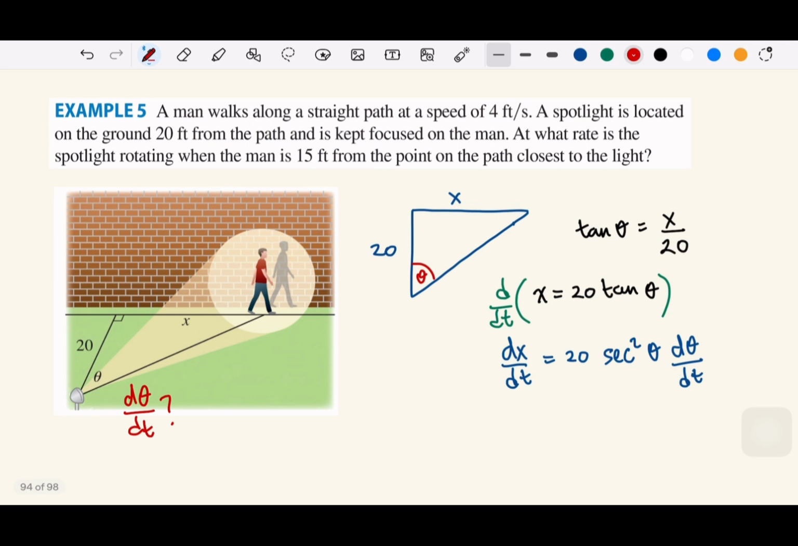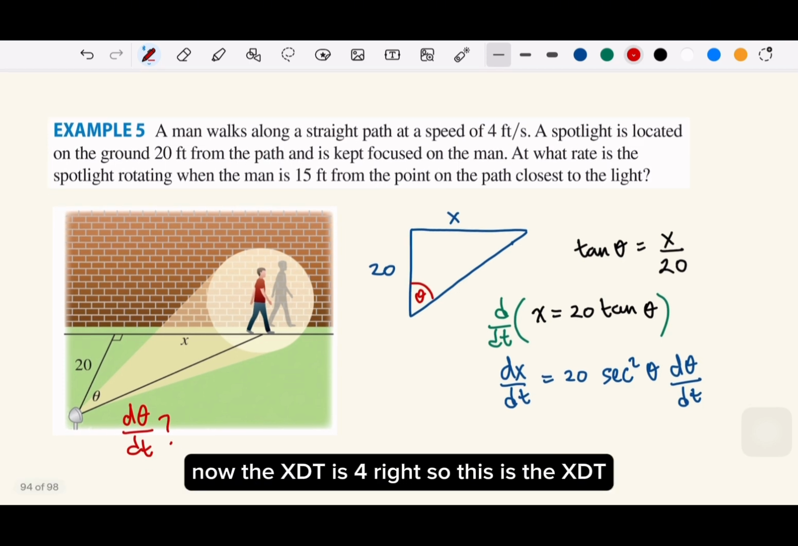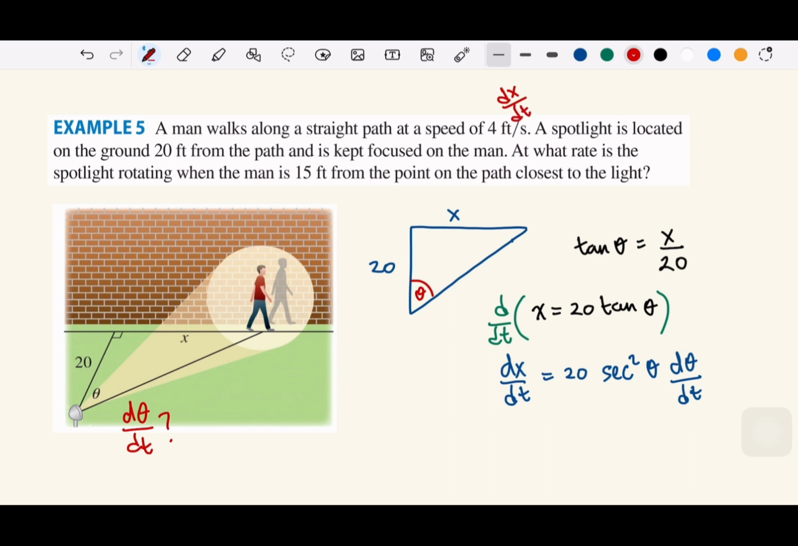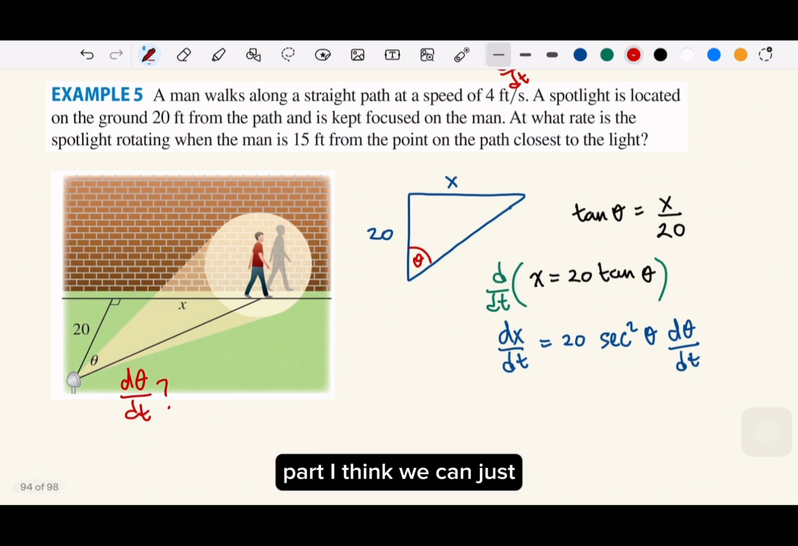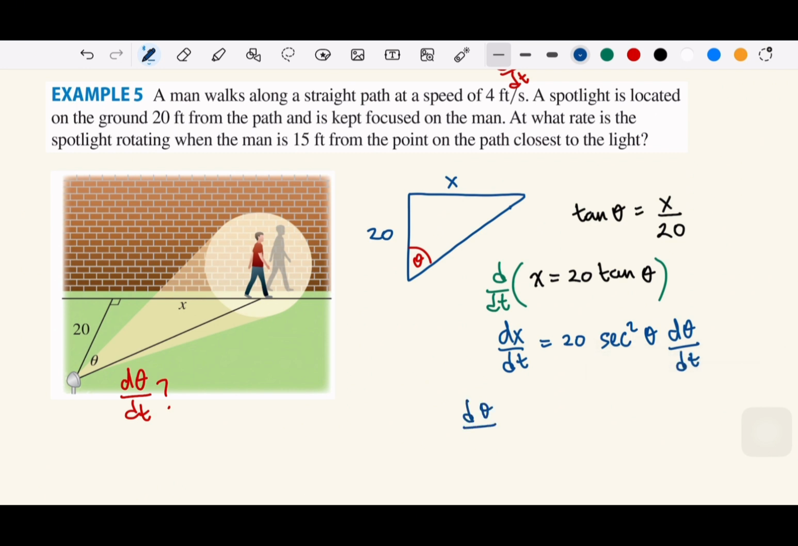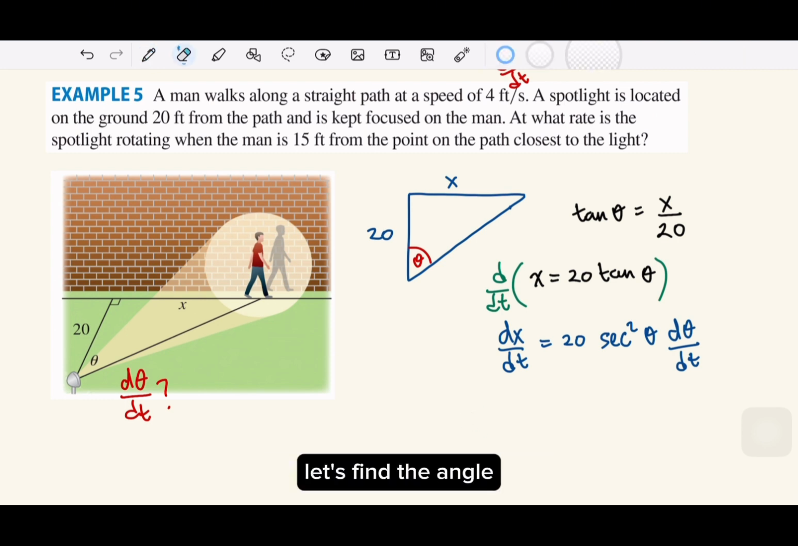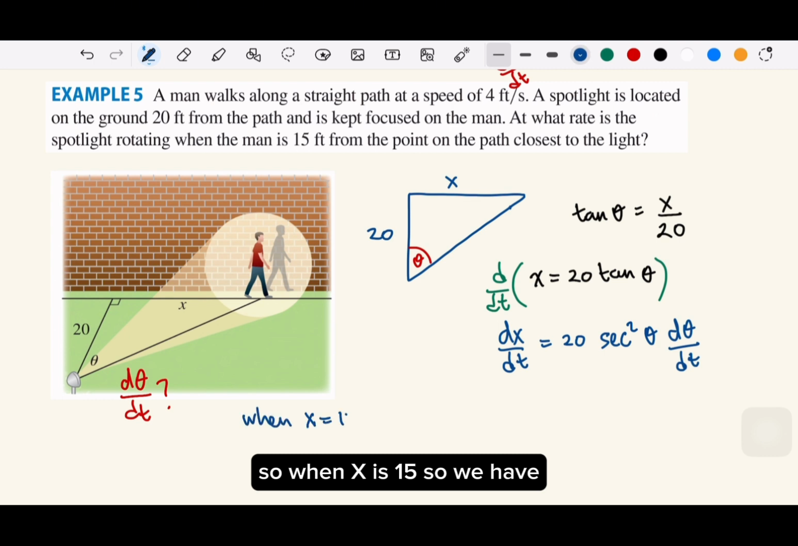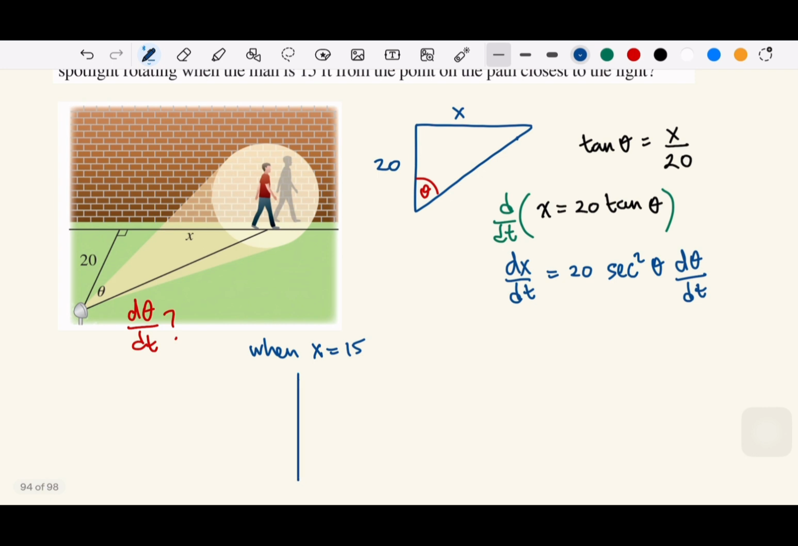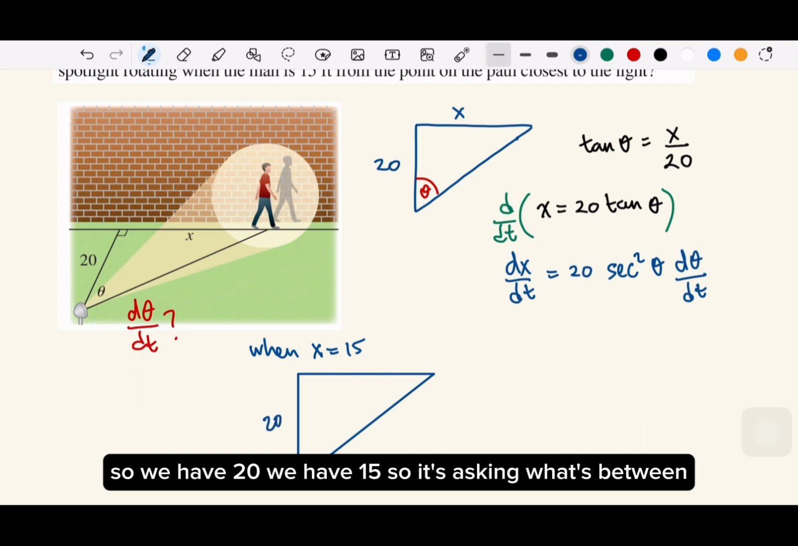Okay. Now dx dt is 4, right? So this is dx dt, and I think we can just put it inside. Oh, we need to find the angle. So when x is 15, we have this triangle, right? We have 20, we have 15. So it's asking what's theta here.